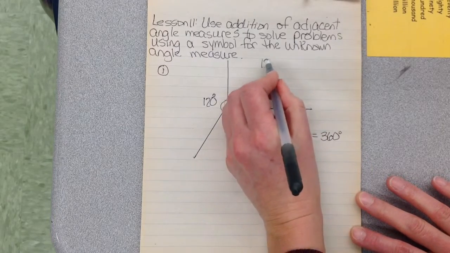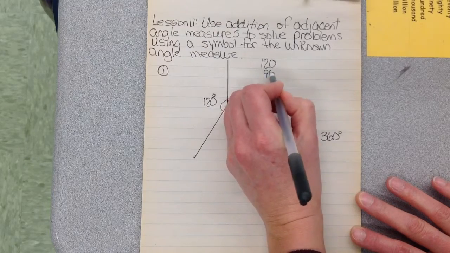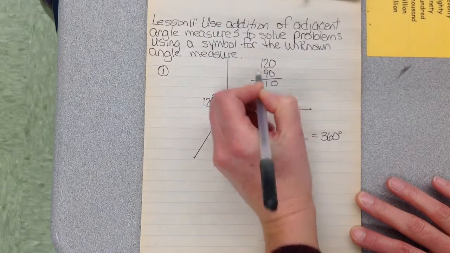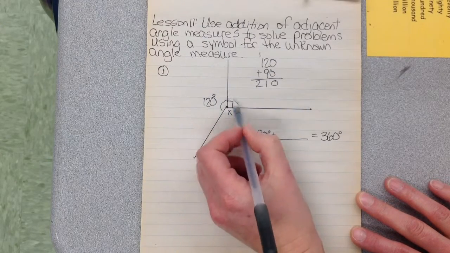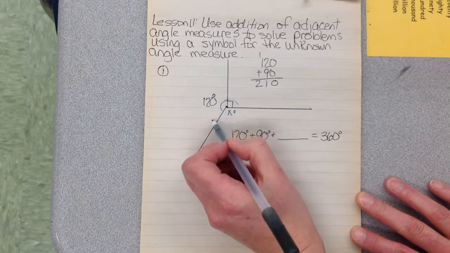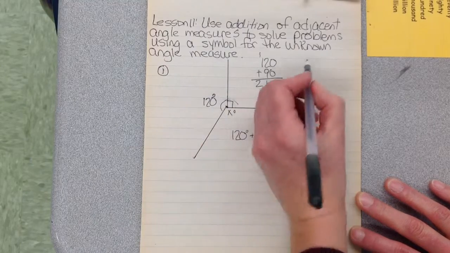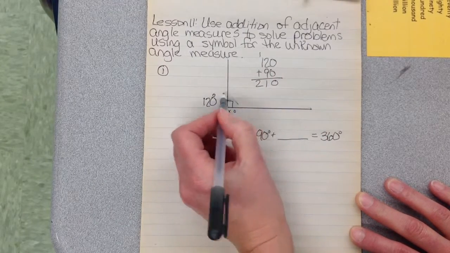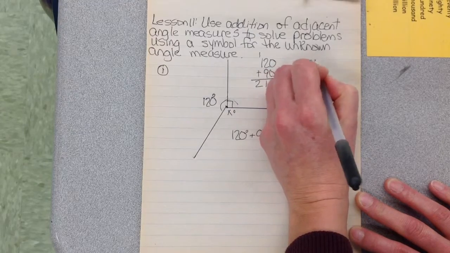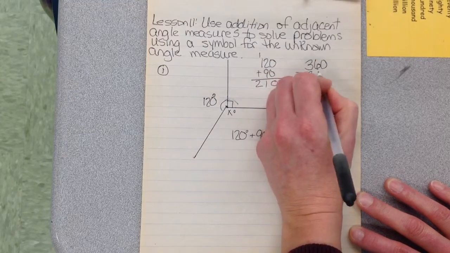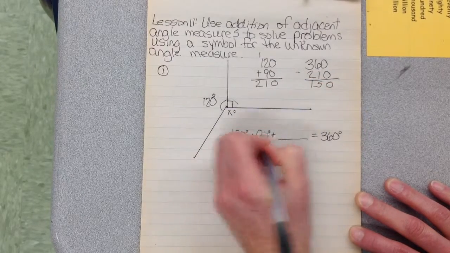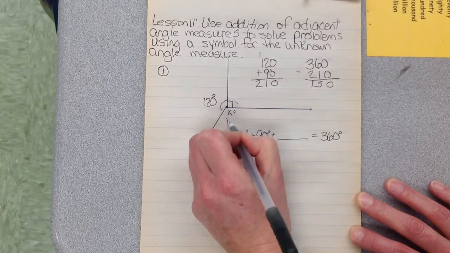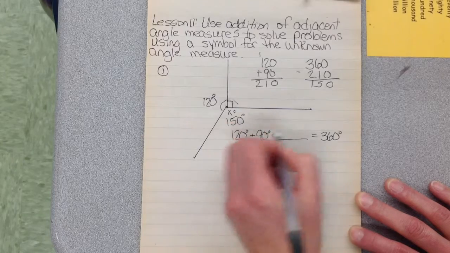So you can take 120 plus 90, that's going to give us 210. So together this is 210, and that makes sense. You can see that this is more than 180 when you put them together. Now you're going to take 360 and subtract your 210, and you're going to get 150. And if you look, that makes sense, 150.